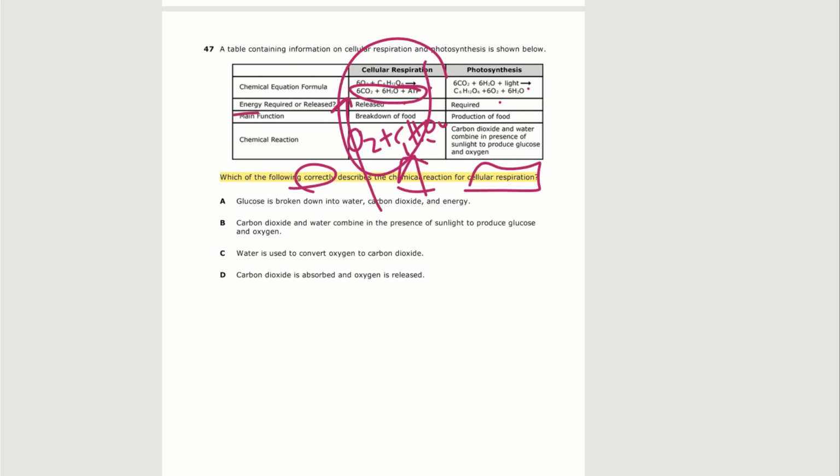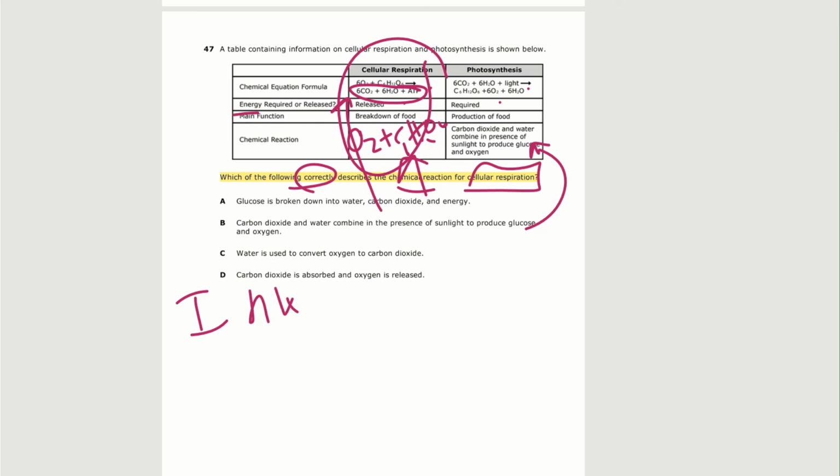That could be it. Carbon dioxide and water combine in the presence of sunlight. Wait, what? Isn't that photosynthesis? Water is used to convert oxygen to carbon dioxide. Carbon dioxide is absorbed and oxygen is released. I don't know. So the best answer would be A, because that's what it says in the equation.